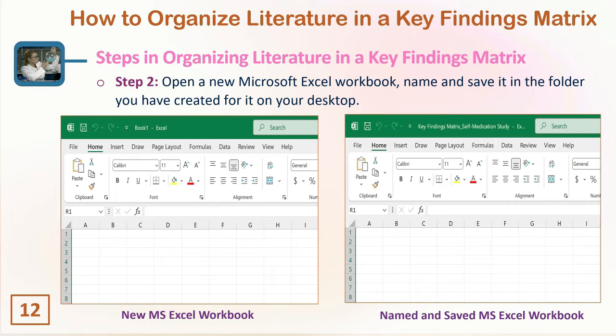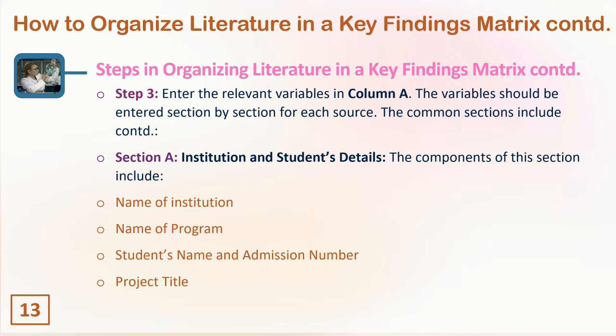The picture on the left shows the new Microsoft Excel workbook bearing the default name Book 1. The picture on the right shows the same Microsoft Excel workbook, now named Key Findings Matrix Self-Medication Study. The third step is to enter the relevant variables in column A of the worksheet. The variables should be entered section by section for each source.